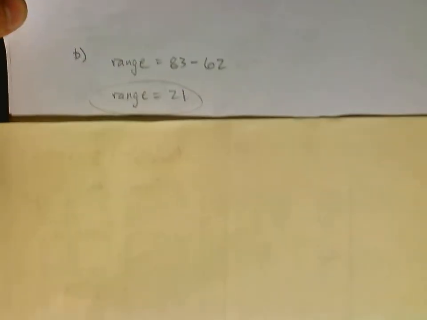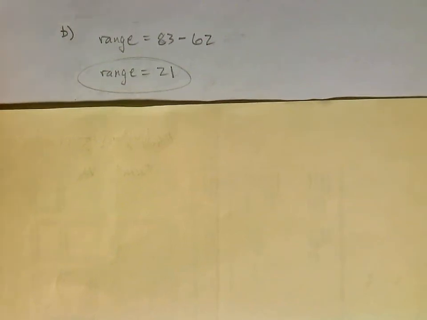62, 63, 64, 64, 70, 72, 76, 77, 81, 83. It's already given to us in order. That's really nice. So let's calculate the range. Hey, it's the highest minus the lowest, right? So the range, boom, knock it out. 83 minus 62 gives us a range of 21. Excellent. All right. Let's move on to the quartiles.